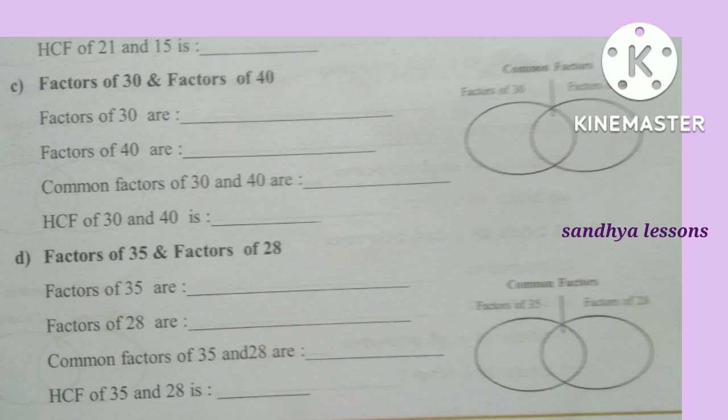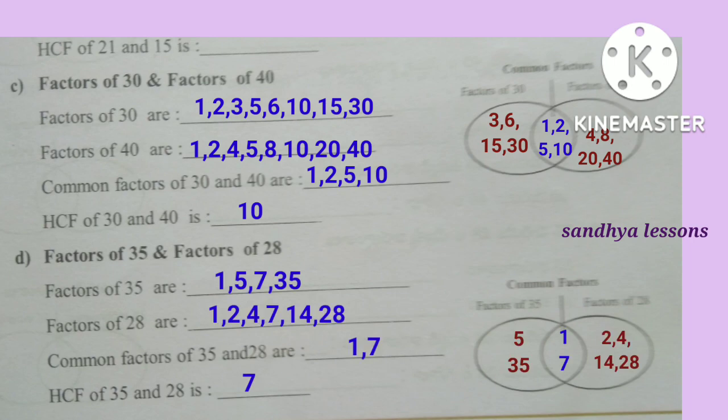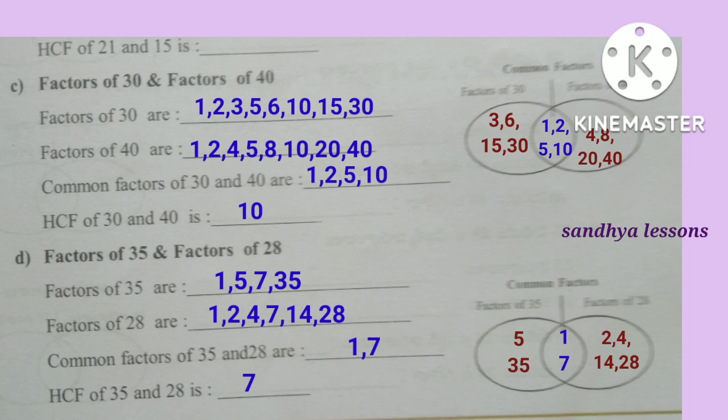C problem. Factors of 30 and factors of 40. Factors of 30 are 1, 2, 3, 5, 6, 10, 15, 30. Factors of 40 are 1, 2, 4, 5, 8, 10, 20, 40. Common factors of 30 and 40 are 1, 2, 5, 10. HCF of 30 and 40 is 10.